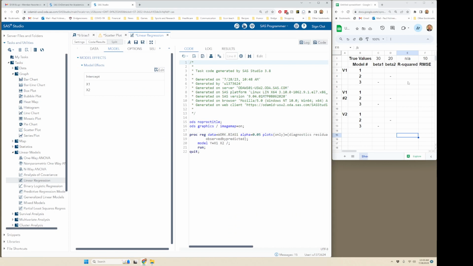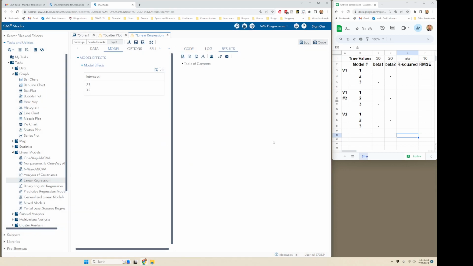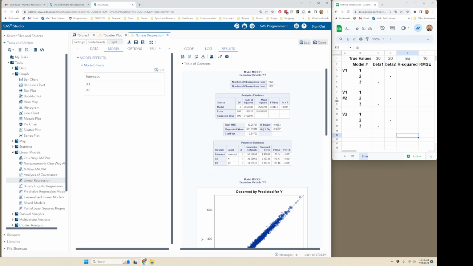And so what we should find when we run this model is essentially that we get all of those results back. We've got an R squared of 0.9853, a root mean squared error of 10.29, and our parameter estimates for beta 1 and beta 2, the parameters associated with x1 and x2, are just about right, 30.09 and 19.84. So this is our baseline case. Everything's going great so far. We've got our two variables in the model that should be in the model, both x1 and x2.